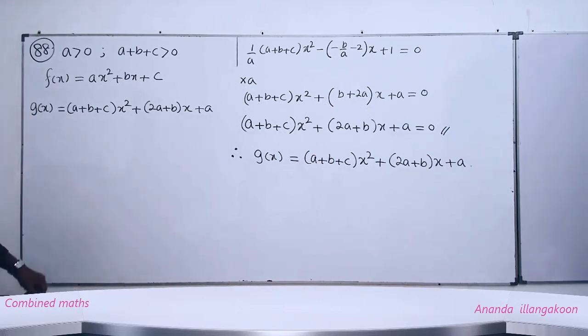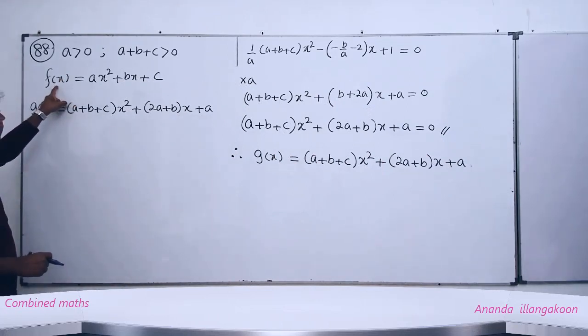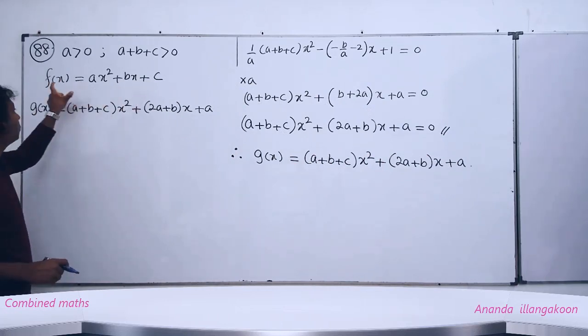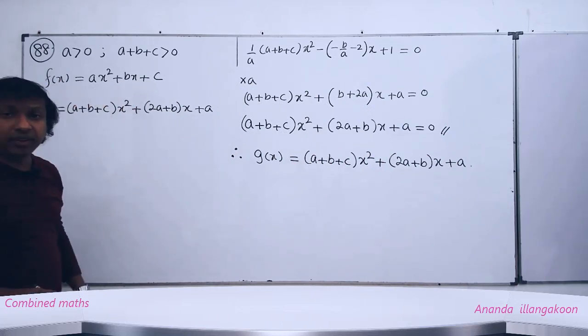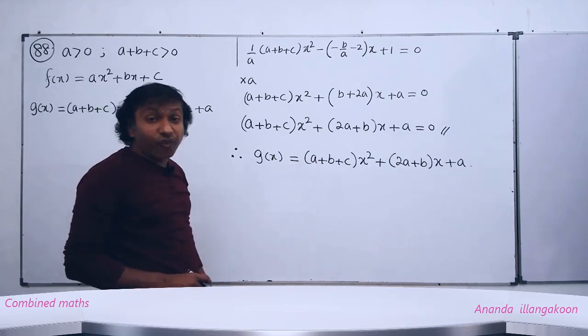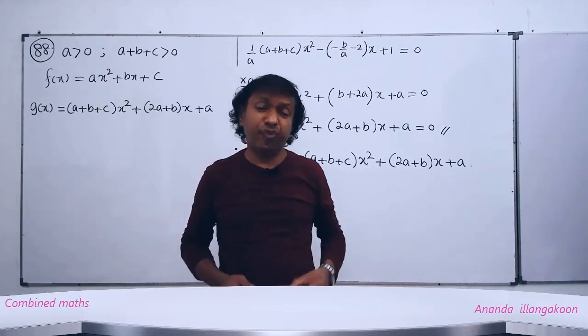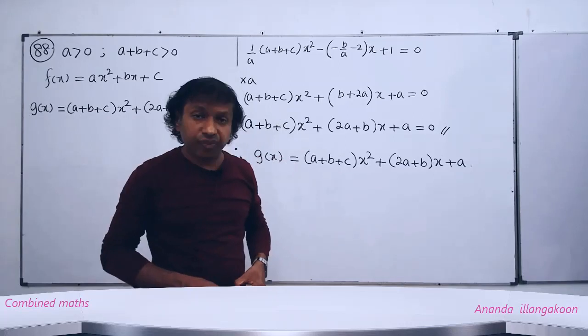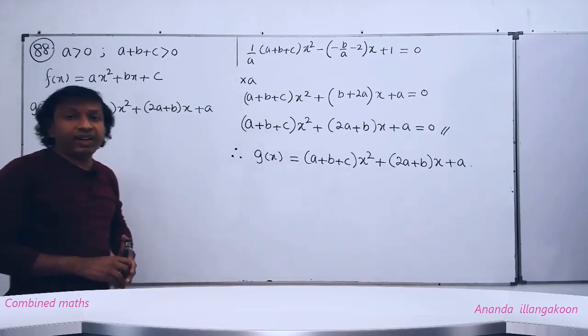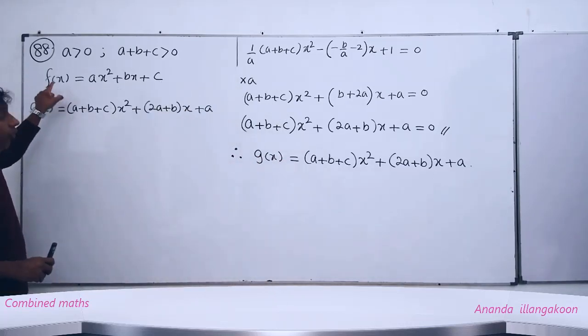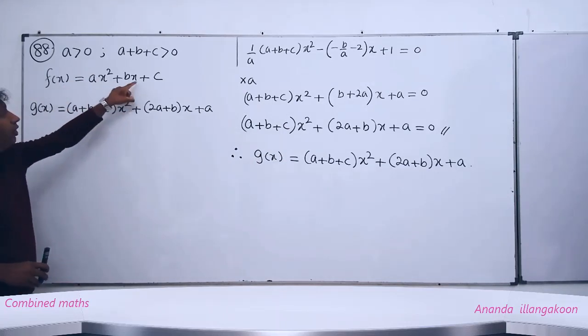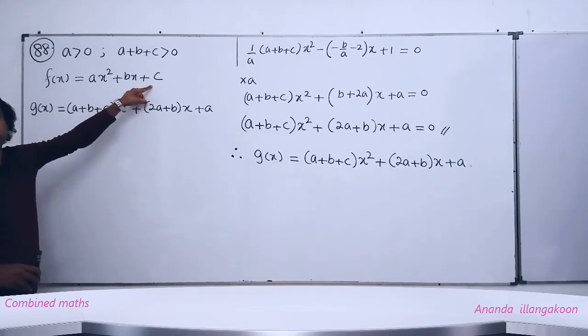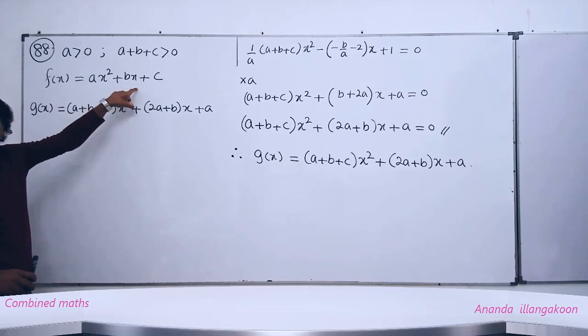People, you can see here fx. This is a quadratic function. Usually we write fx in place of y. Fx means y, people. Fx is y. If we just write for this fx, y equals ax squared plus bx plus c. It is a quadratic function. Then it has a curve, graph.